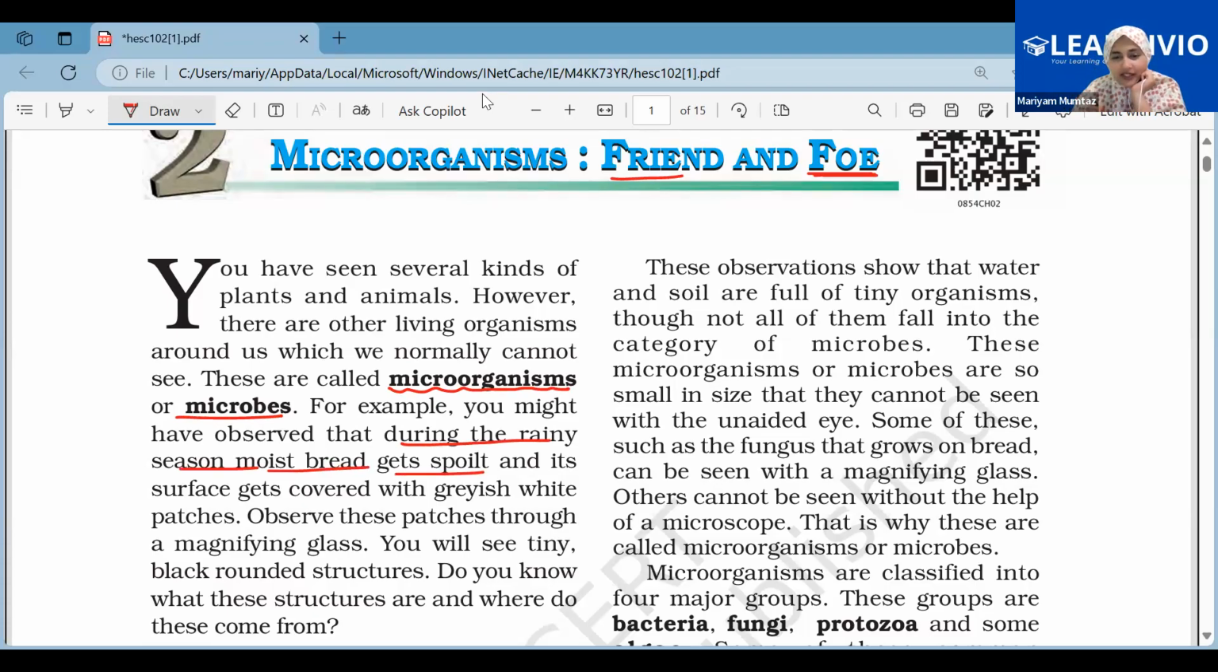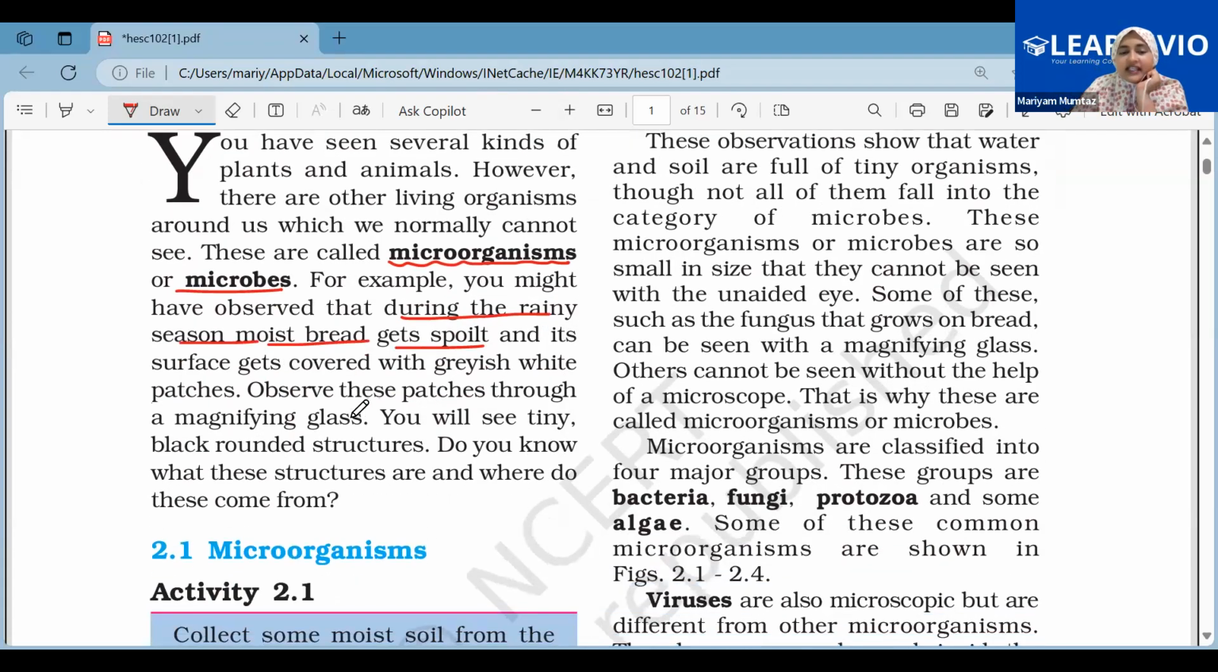So for example, you might have observed that during the rainy season, moist bread gets spoiled, right? The blackish appearance comes on the bread. And sometimes its surface gets covered with grayish white patches. Now this you can observe with a magnifying glass, and you will see black rounded structures. What are these? That's fungus, right? We say that the bread has gone bad because of the fungus on it.